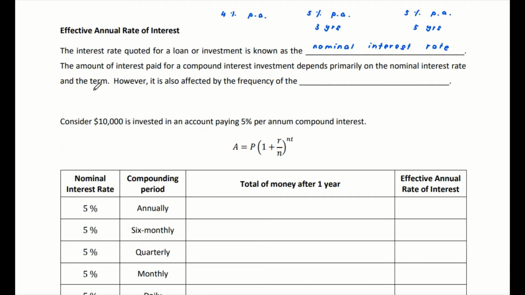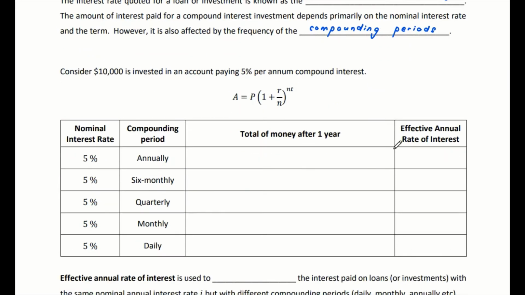However, based on our example in our first lesson, we also know that this amount of interest will also be affected by the frequency of the compounding period. So which means that you have this nominal interest rate, but because the compounding periods are different, at the end you are going to get a different amount of interest as well.